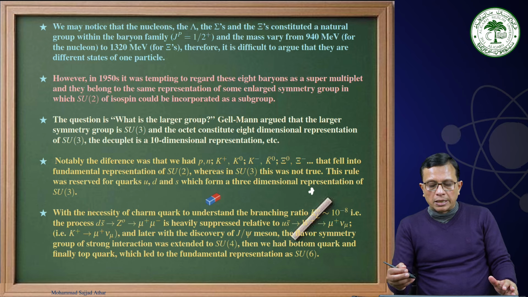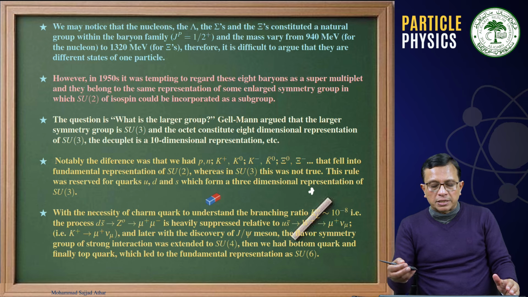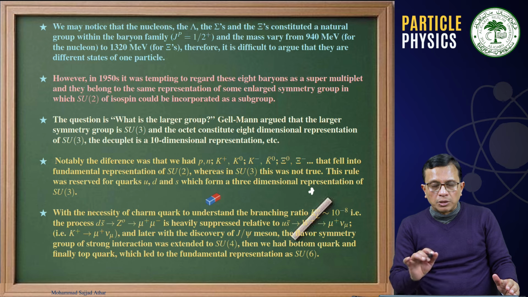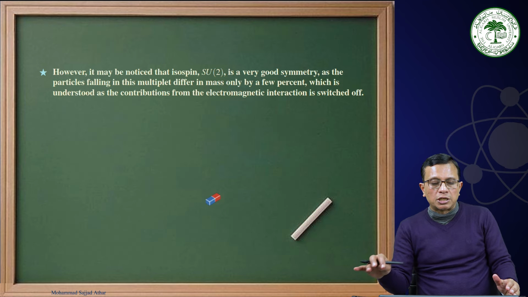And then later people observed bottom baryons and bottom mesons. Therefore, the bottom quark was introduced, and finally the top quark was predicted, which was later observed in the experiment. Therefore, there were 6 quarks. So the symmetry which started with SU3 with U, D and S, with the introduction of the charm quark was extended to SU4, and then finally with the top quark it was extended to SU6.